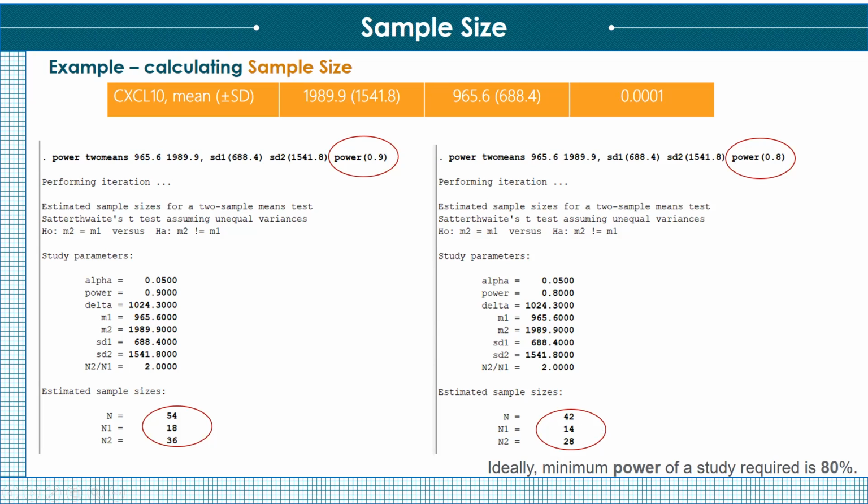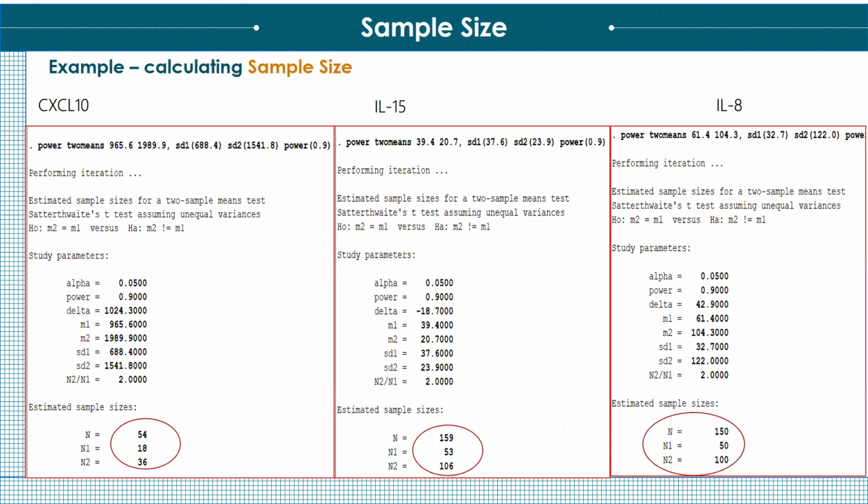But of course, we have 3 cytokines, not just the one. So if we look at all 3 cytokines, we want to take the one that is obviously going to ensure that all are covered. So we're going to have to go with a larger sample size. And yeah, you see it's IL-15. The power of 90, we will need 159 patients, 53 controls, and 106 pancreatic cancer patients based on our pilot data. So if you have not conducted a pilot study, this is where you can use what is quoted in the literature to determine your sample size.